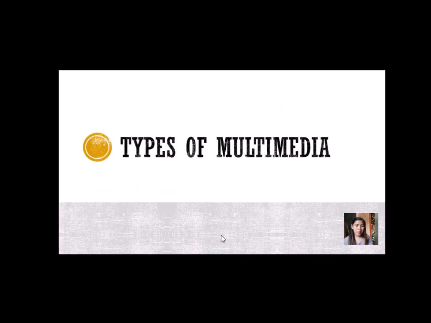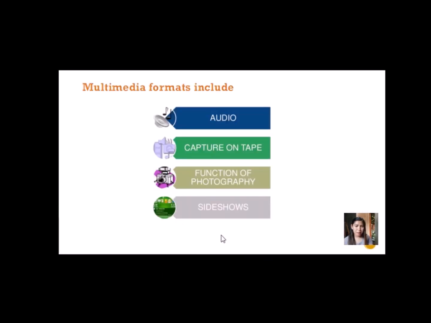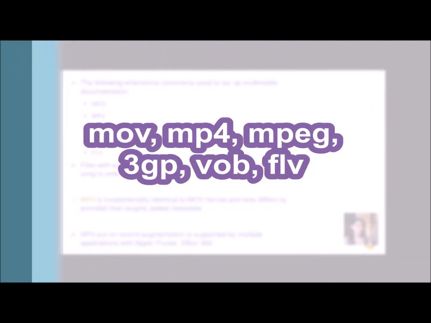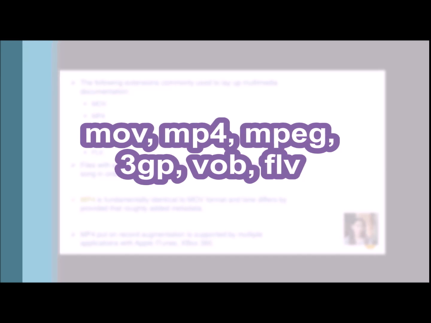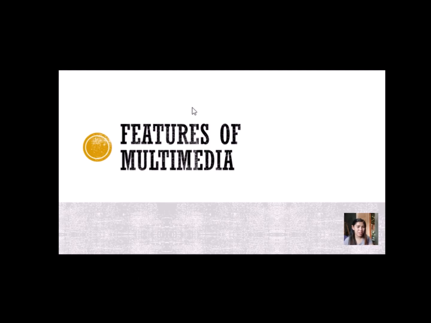Types of multimedia. Multimedia formats include audio, capture and tape, photography, and slideshows. The following extensions are commonly used for multimedia documents: MOV, MP4, 3GP, VOB, FLV. Here are the features of multimedia.